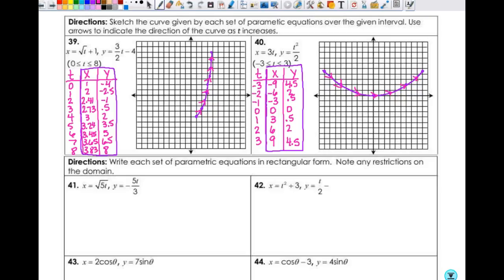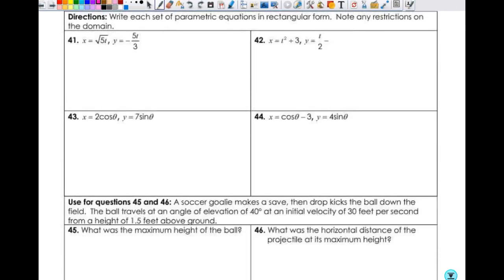Okay. All right. Now we're going to write each set of parametric equations in rectangular form and note any restrictions on the domain. So here we have a restriction to begin with. It doesn't tell us that as far as the t's are concerned. Sometimes it will. But this one does tell me that I have the square root of 5t, which means this right here has to be greater than 0. So since 5t has to be greater than or equal to 0, then t has to be greater than or equal to 0.